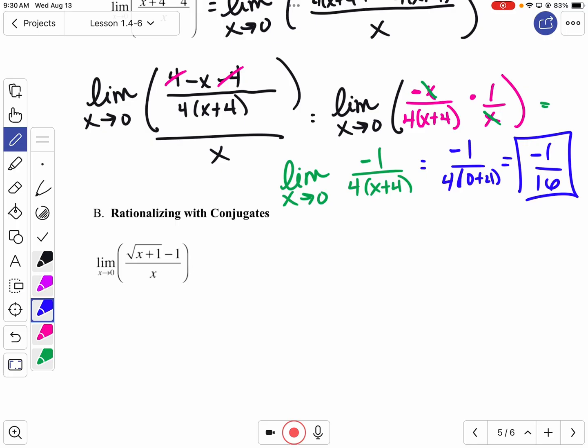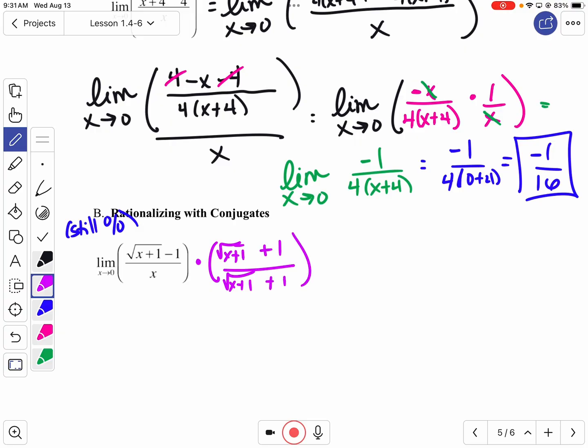So when we have a big radical, it doesn't matter if it's in the numerator or the denominator, okay? What we're going to do is we're going to multiply by the conjugate over the conjugate, all right? So the conjugate of the radical. Because if I plug 0 into this one, obviously I'm still going to get something indeterminate. So still 0 over 0, okay? So what I'm going to do is I'm going to multiply. My conjugate would be square root of x plus 1 plus 1 over square root of x plus 1 plus 1. Okay, so that would be the conjugate right there.